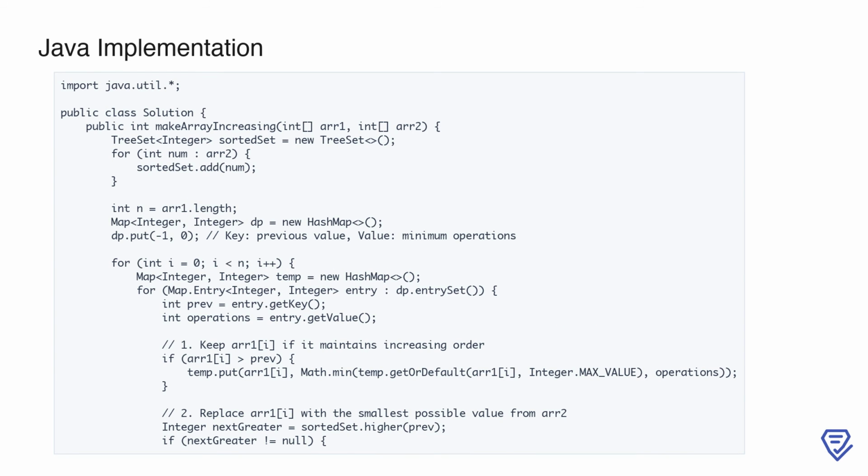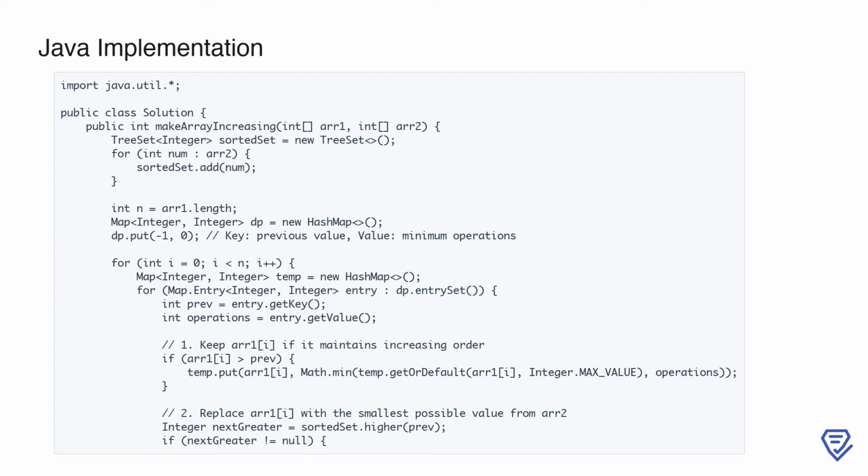Here, we start by importing the necessary packages and defining our solution class with the method makeArrayIncreasing. The goal of this method is to determine the minimum number of operations required to make the array ARR1 strictly increasing, where an operation involves replacing an element in ARR1 with one from ARR2. First, we use a tree set to store all unique elements from ARR2, which allows us to efficiently find the smallest element greater than a given value.